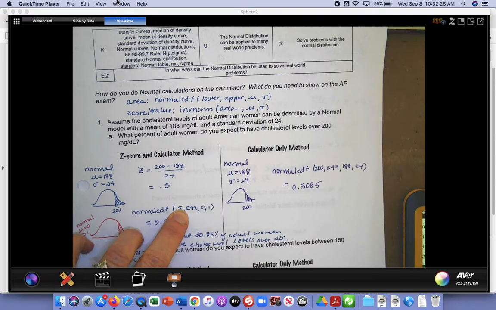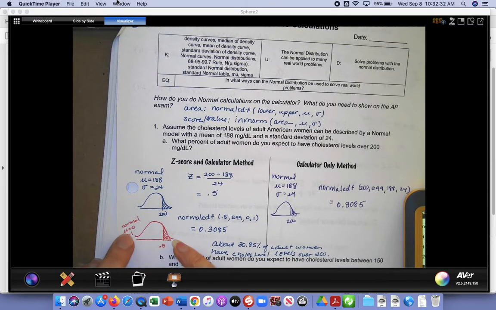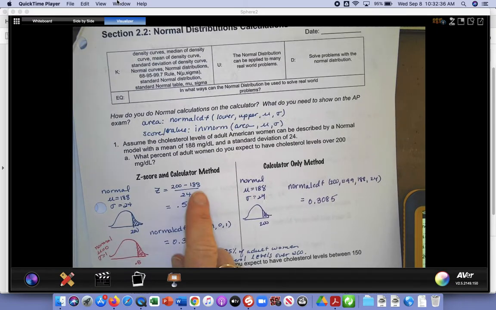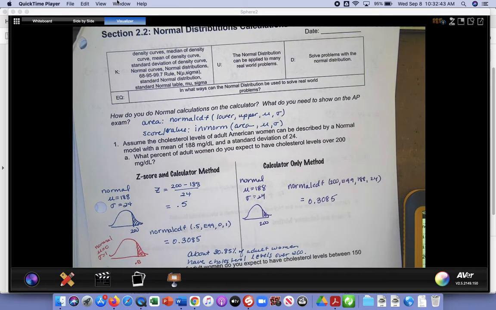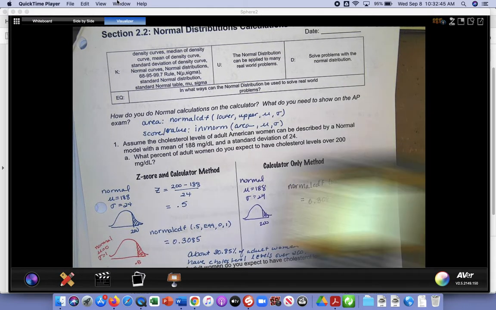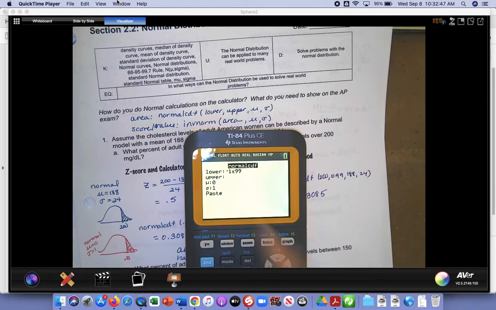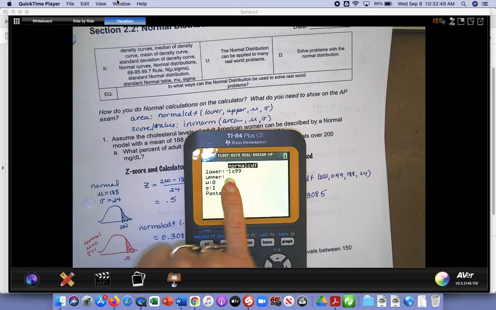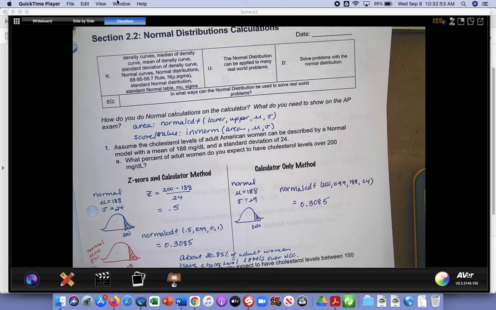If you need to go in the opposite direction and go to negative infinity, remember this normal distribution curve extends forever in both directions. So for negative infinity, I would just use a really small number. I just switched that to negative E99. If you noticed on the calculator, the lower bound had a default. You can put the 1 there if you want, but you don't need to. You can just do negative E99. So that would be negative infinity.